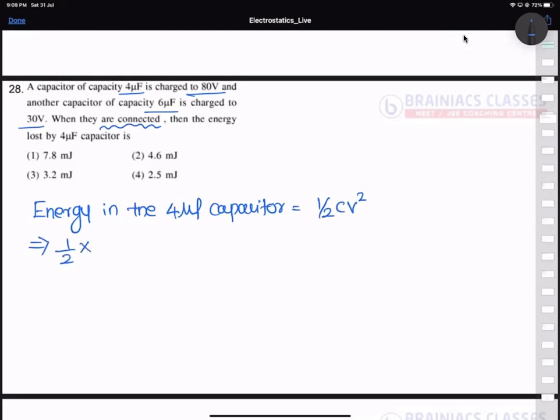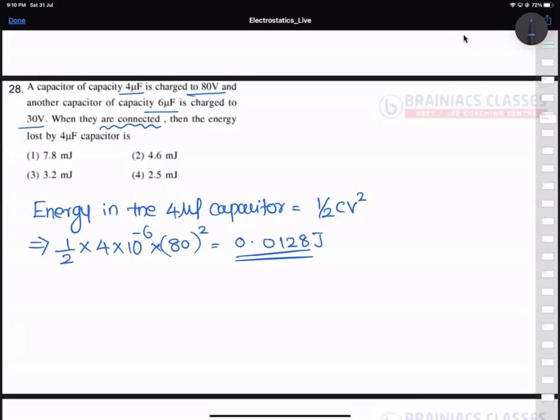1 by 2 into C, which is 4 microfarad, so 4 into 10 power minus 6, into V square. V square means 80 the whole square. Once we solve it, this 2 gets cancelled, and 8 into 8 is 64, 64 into 2 is 128. So it becomes 0.128. Energy, the unit is called what? Joule. So we'll get 0.128 joule as the answer.